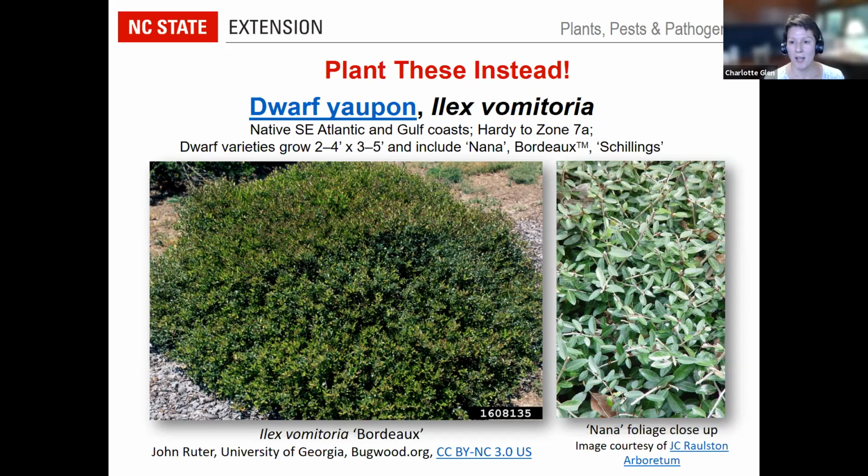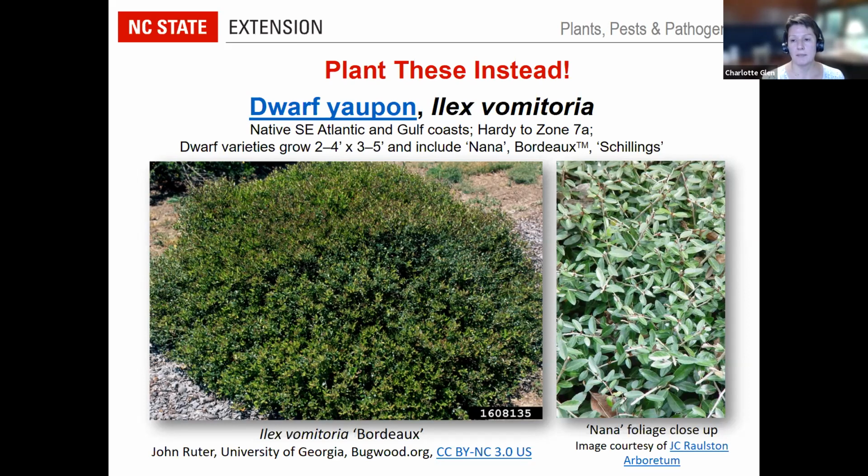And dwarf yaupon is actually native to the southeastern Atlantic and Gulf coasts. It occurs along North Carolina's shore, so it's hardy to around zone 7A. Most of the time in the landscape, we do use these dwarf forms, and they usually grow 2 to 4 feet tall over time, definitely getting closer to 3 to 4 feet tall and 3 to 5 feet wide. So they're not quite the same growth habit as your boxwoods, which tend to be a little more upright. These are a little more widespreading.